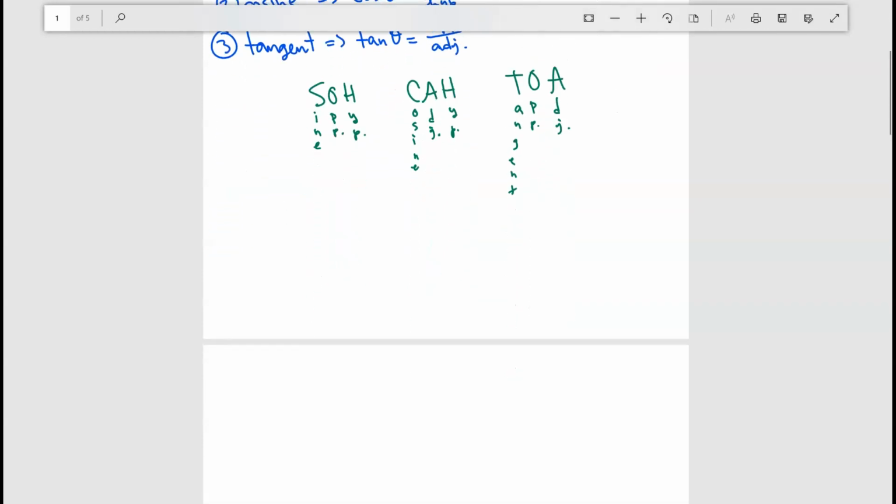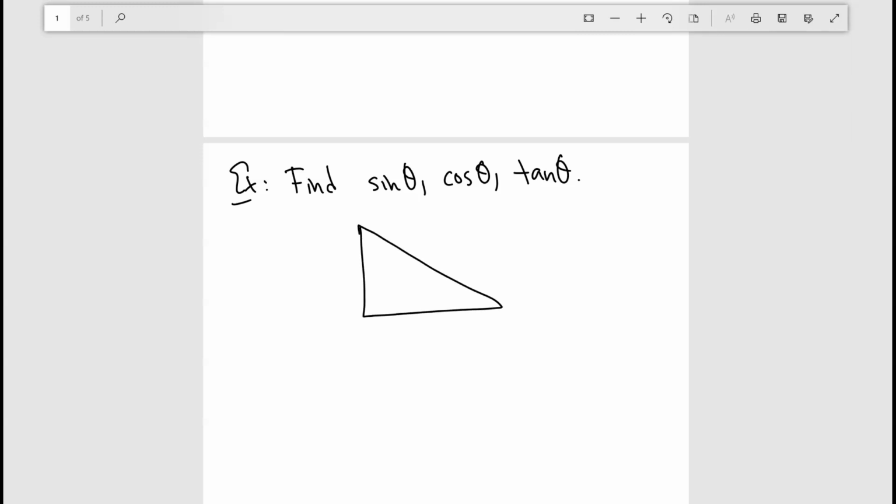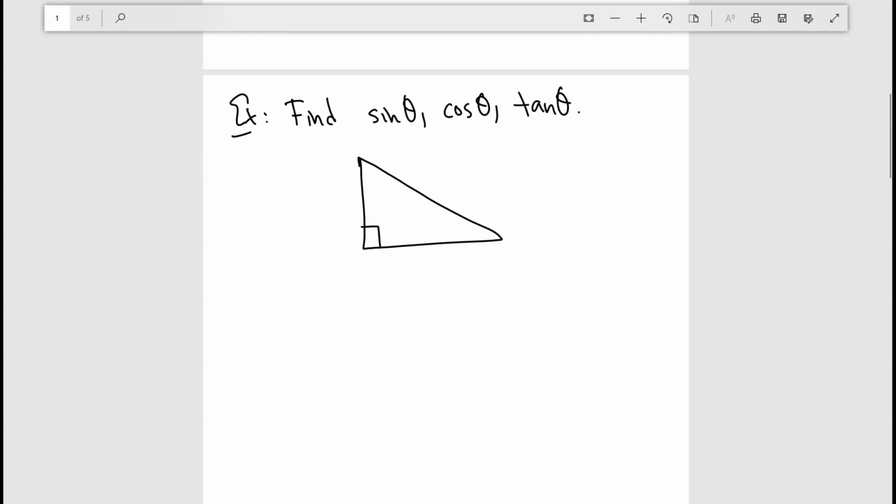So let me give you an example. Find sine theta, cosine theta, and tangent theta. Here's a triangle, and it's a right triangle. This only works if it's a right triangle. Theta is right here. I know that this side is 4, and I know that this is 5. So figure out what sine, cosine, and tangent are.